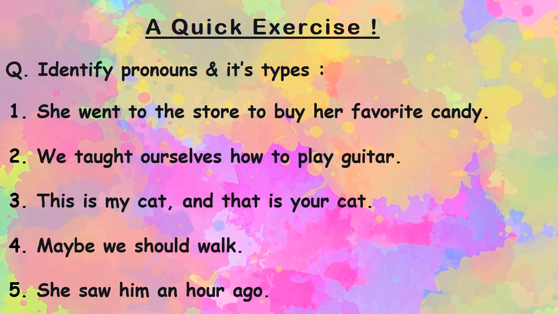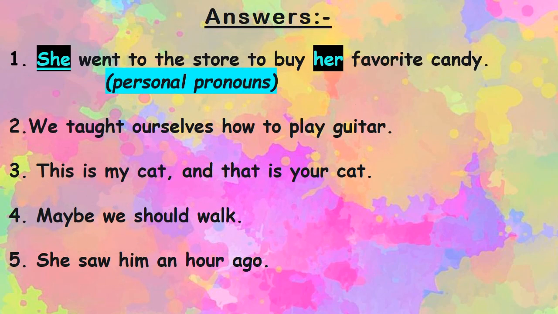On your screens is a quick exercise. Now let's read the sentences together and then identify which type of pronouns are used in the sentences. Sentence number 1. "She went to the store to buy her favorite candy." Can you identify the pronoun in the sentence? Yes. Then which type? She is a personal pronoun and her is also a personal pronoun. So we have two personal pronouns in this sentence.